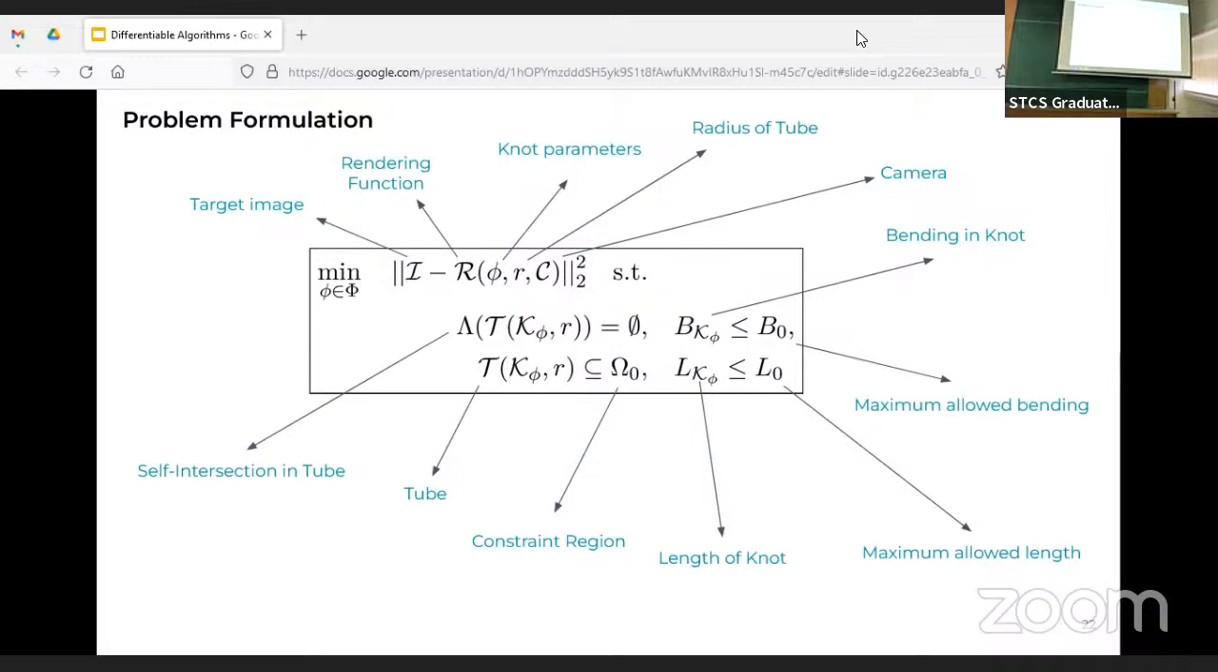And there should be no self-intersection in the tube, and there is a bending limit and a length limit: the maximum bending should not be violated, and the length should be within the maximum length. And phi naught is the constraint region, so the entire tube must be contained within that region. So this is the bending constraint, the length constraint, the region constraint, and this is no self-intersection in the tube. And we want the rendered image to be similar to the target image. And we want to find the embedding of the knot. That's the problem.